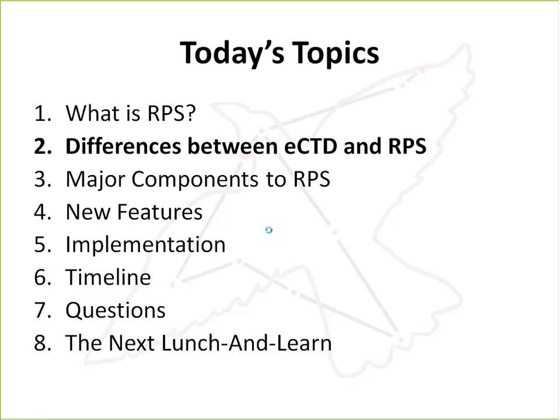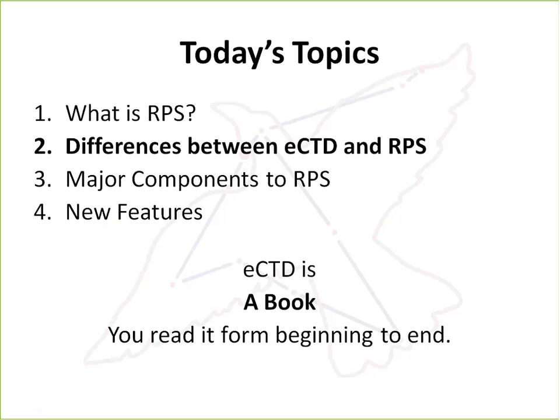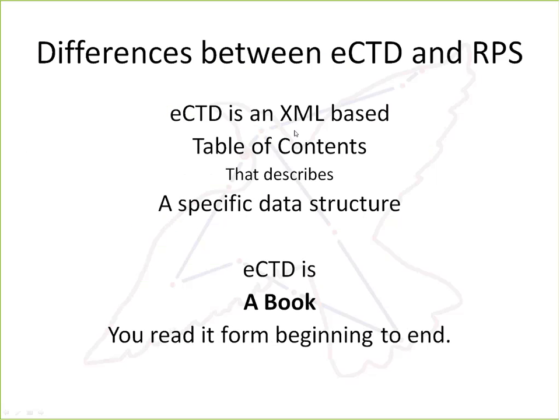So what are the differences between eCTD and RPS? eCTD is an XML-based table of contents. It is a list of what's included and its links to that data. eCTD has a fair amount of flexibility, but in effect, you are intended to read it from Module 1 through Module 5. Obviously, you can skip around, but that's how it's structured. And the best way to think of it is as a book. Your intention is to read the beginning, go to the end, and then you've got the entire story.